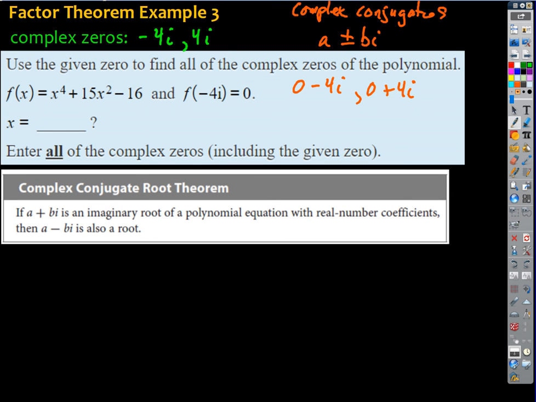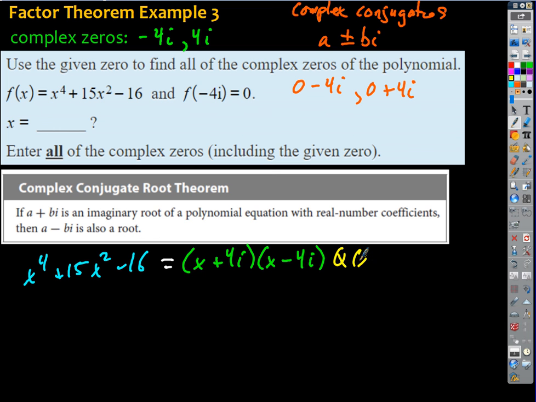Okay, good. So we could turn those into factors, right? So we know that our polynomial, x to the 4th plus 15 x squared minus 16, must equal x minus negative 4i, so that's x plus 4i times x minus 4i, times some other factor, which I'm just going to call q of x, because it's got to be quadratic.